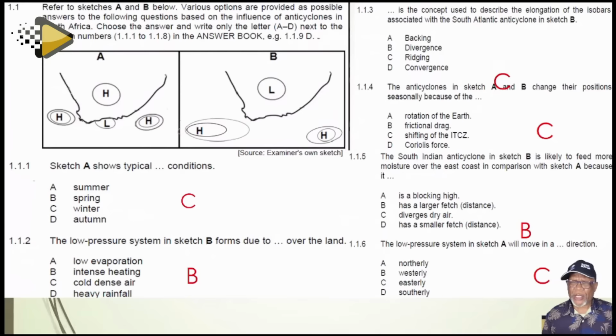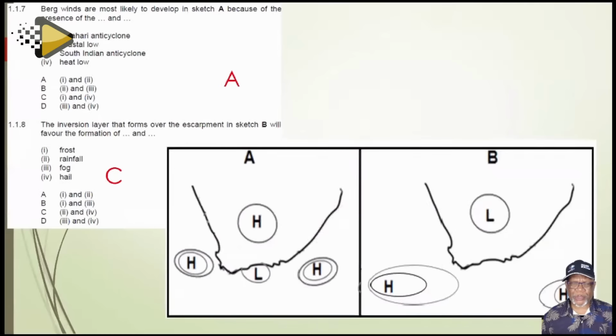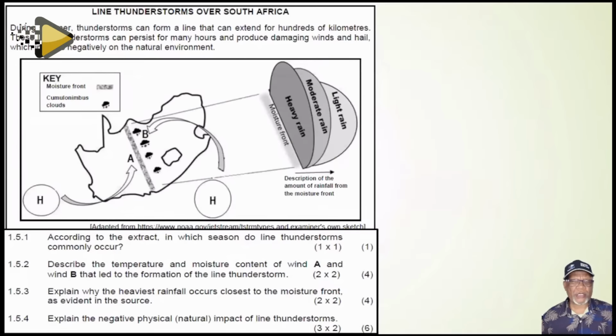Now, here are short activity questions which you must master. Let's look at this line thunderstorm here. According to the extract, in which season do line thunderstorms occur? Even if the extract is not there, you must know line thunderstorms occur during summer, because the warm moist air is able to reach the interior and the cold dry air from the west is going to undercut the warm moist air, forcing it to rise.